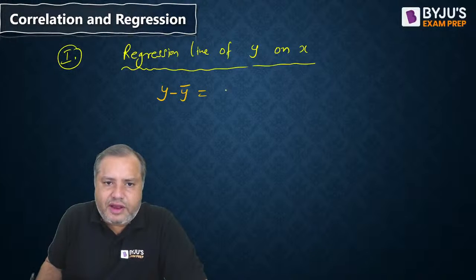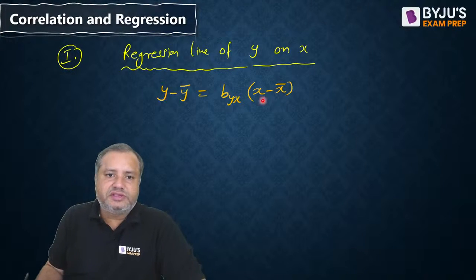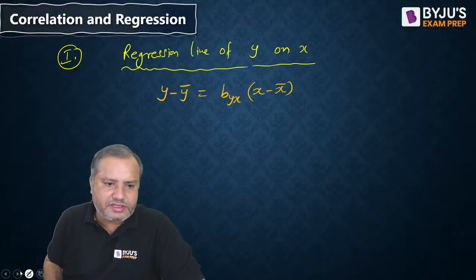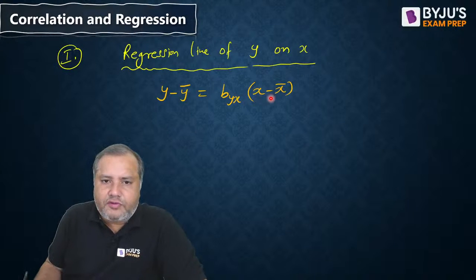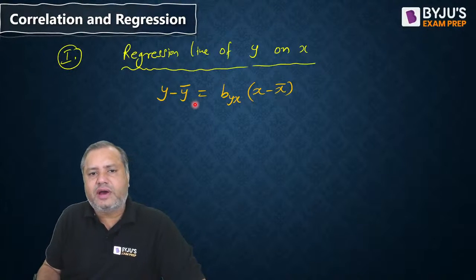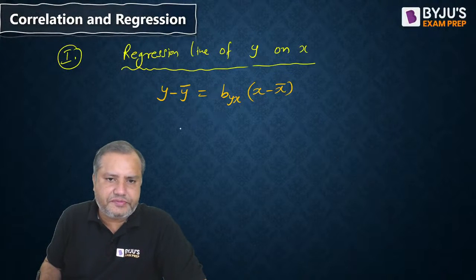Y minus y bar equal to byx times x minus x bar. This is the format for the regression line of y on x. Now what is x bar and y bar? X bar and y bar are the mean values of x and y.